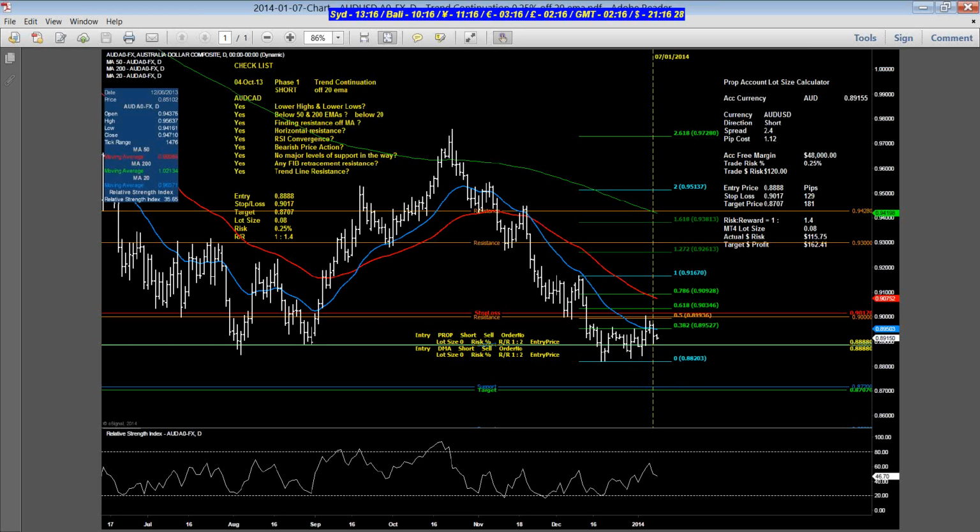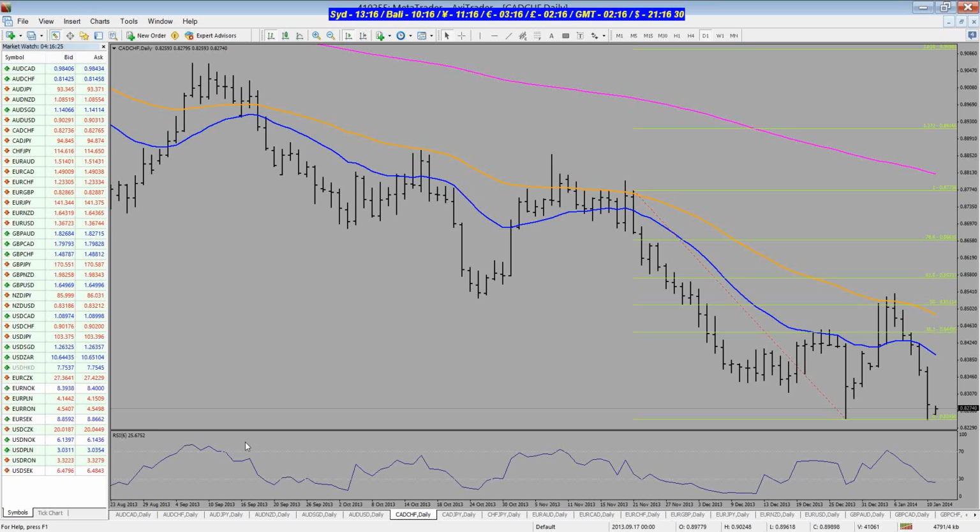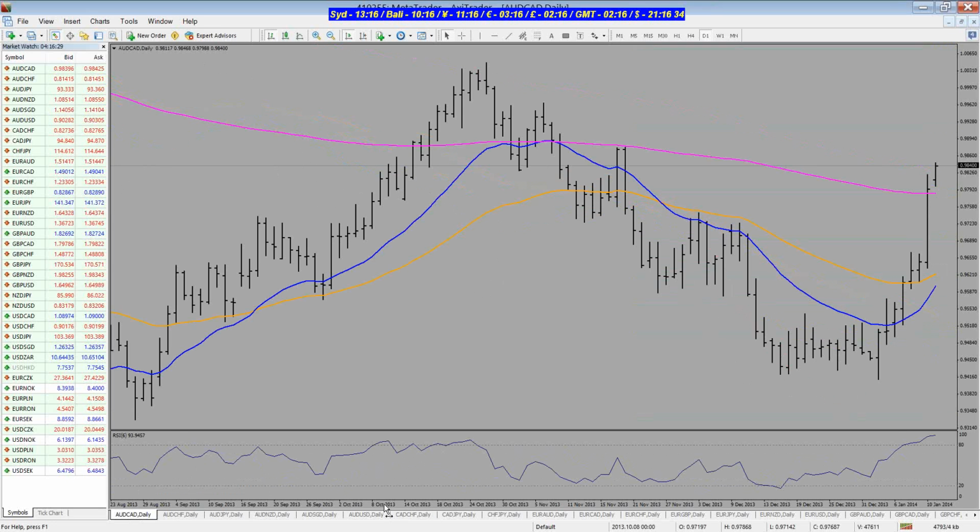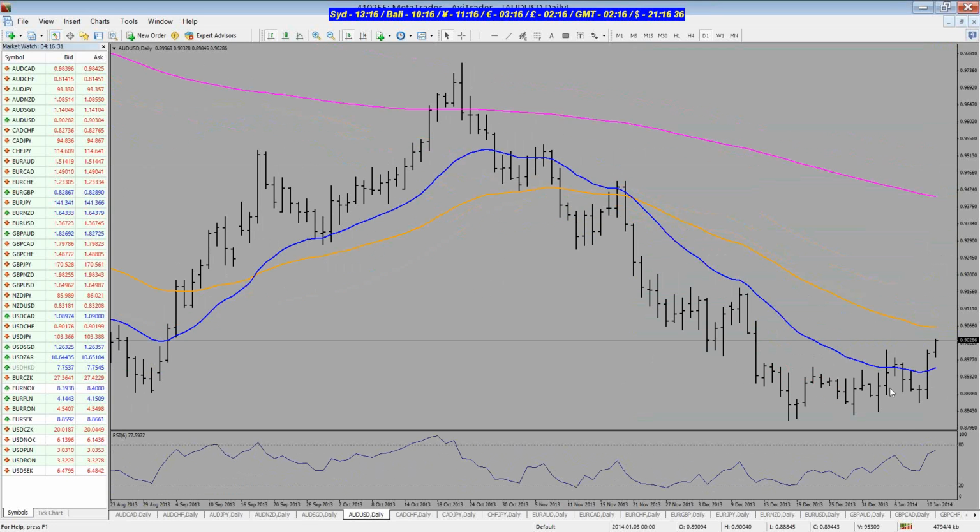You probably can see why when you come and look at it. Coming off the 20 is quite risky, and there's no real trend for the last month or so.